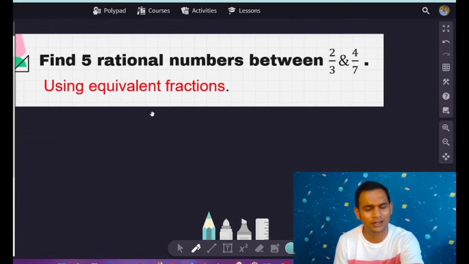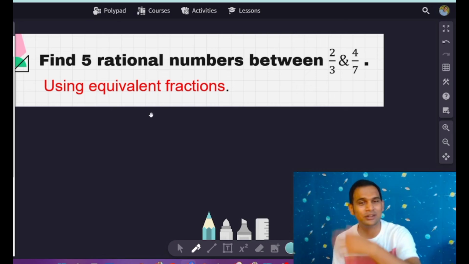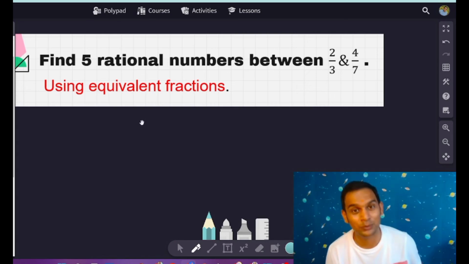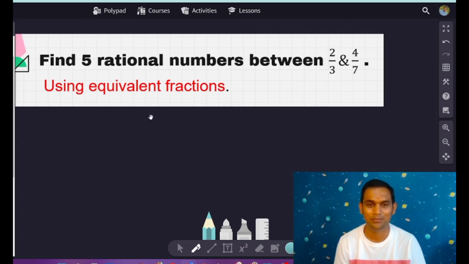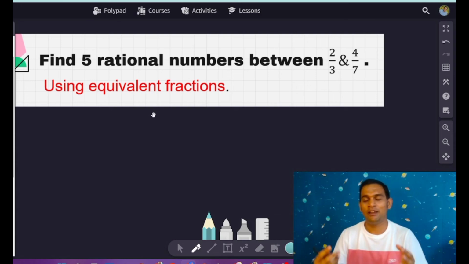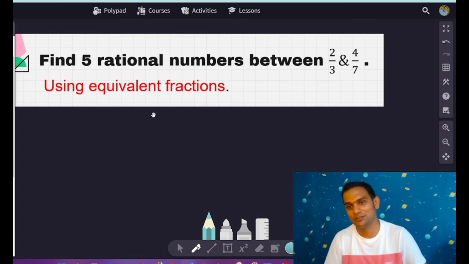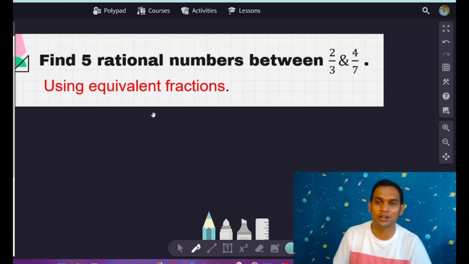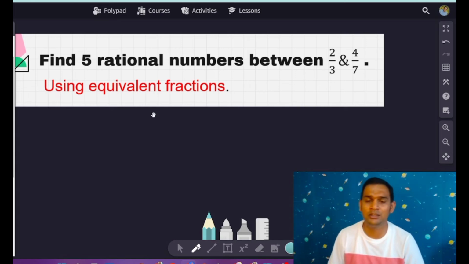The second method is called equivalent fractions. Now the midpoint method becomes a little bit complex when we have fractions to deal with, finding rational numbers between two fractions. So that is why we move our discussion to equivalent fractions. And I hope you are very much clear with equivalent fractions.